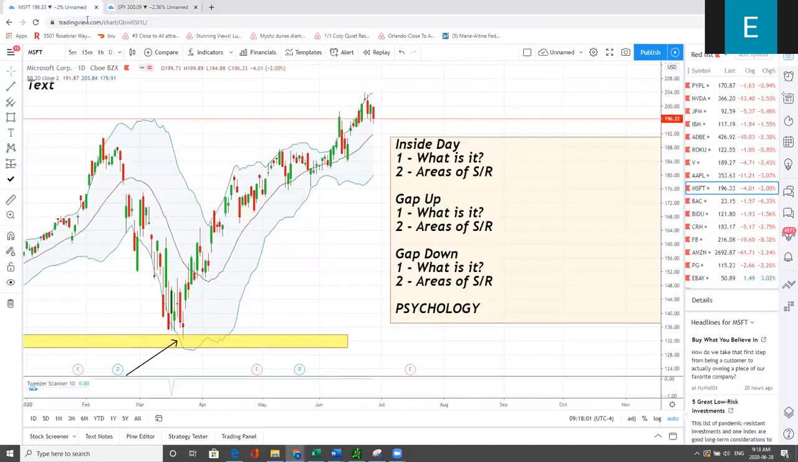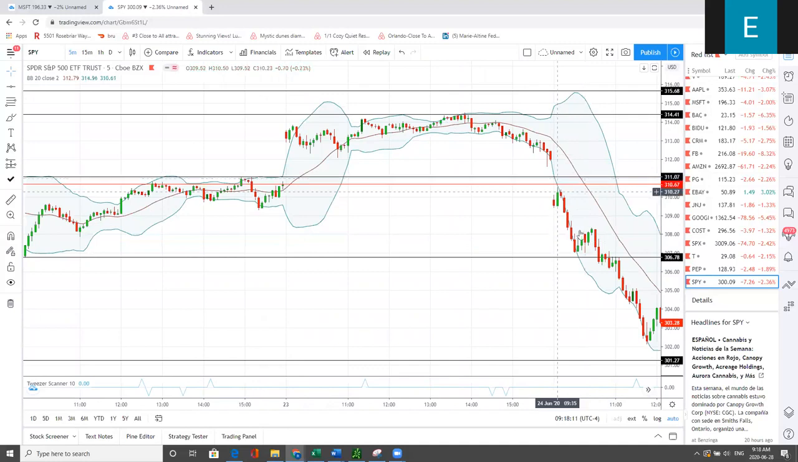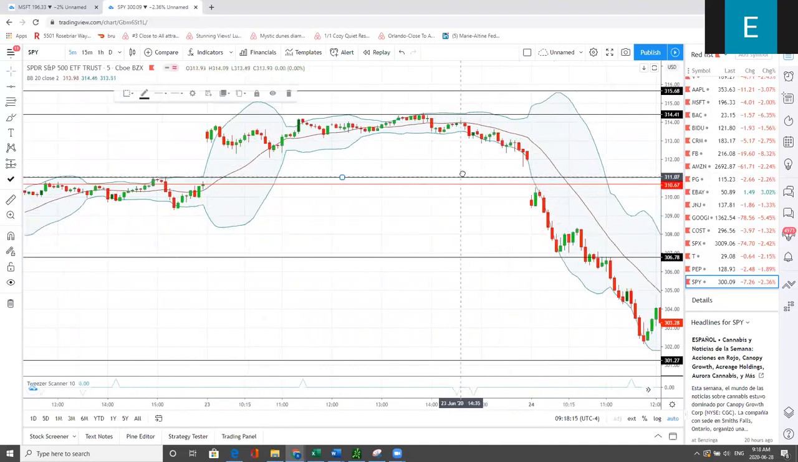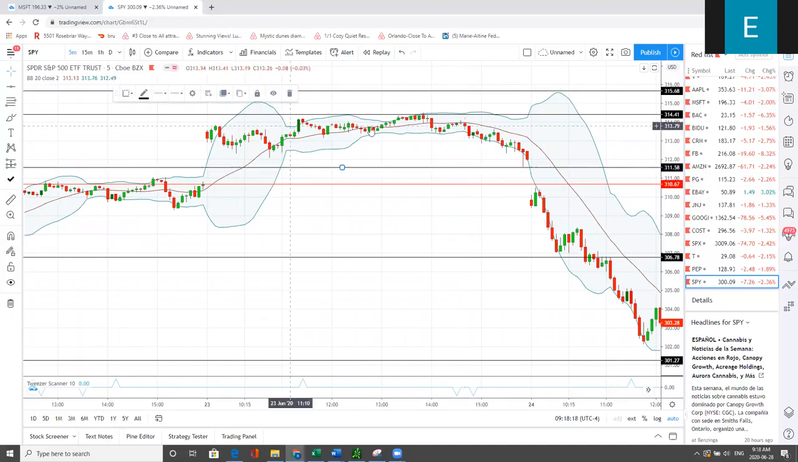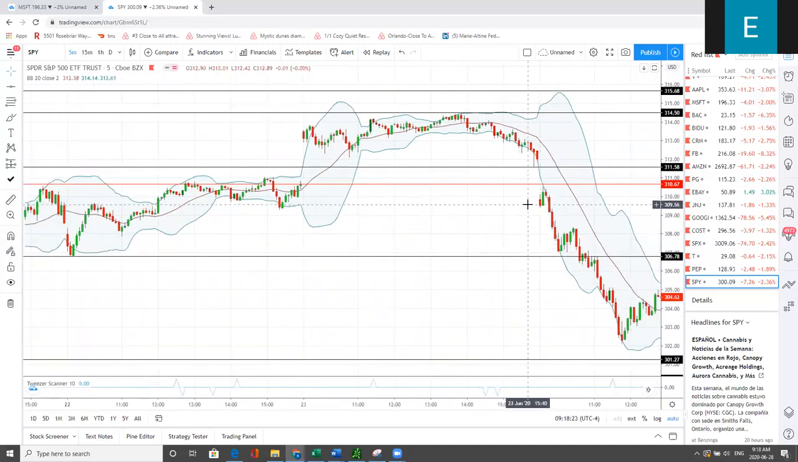Okay, so we'll move on to the next type of day. So there's a gap down day. So this is the last type of day. So either we are going to open inside the range, we're going to gap out of the range, or we're going to gap down out of the range as well. So you can see here, if we draw previous day's high and low, so the gap up, this was the high and this was the low. And where do we open on the 24th of June? We open completely outside of this range.